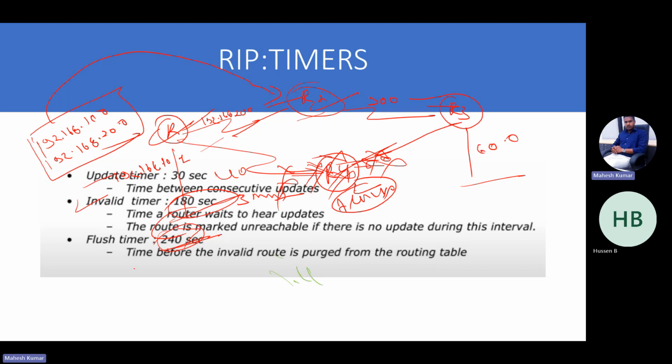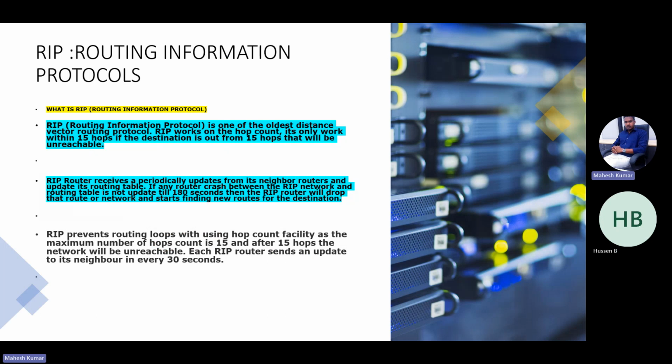Okay, so after 240 seconds, if they are still not getting any response, what will they do? They will start erasing the routing table entries, the networks, from their routing table. Whatever they received from R4, each router will erase from their routing table. Got it? Yes, sir.